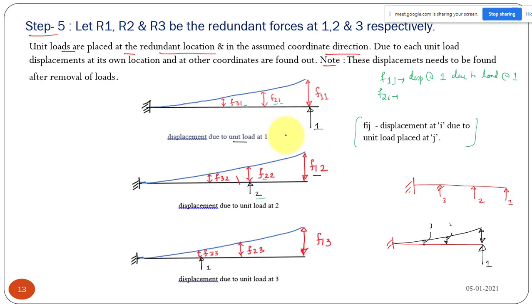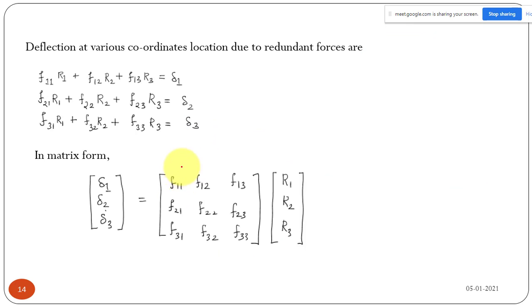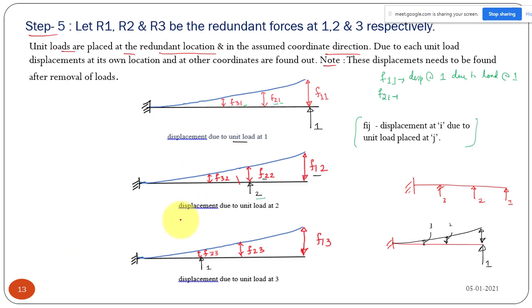Apply unit load at this point. You have to remember this so that you can solve the problem very easily. First you apply your unit load at coordinate 1 and find out all the deflections F11, F21, F31. These three elements will form the first column of your flexibility matrix. You take your structure, apply unit load at coordinate 1, and find all three coordinate deflections. That is the first column of your flexibility matrix: F11, F21, F31.